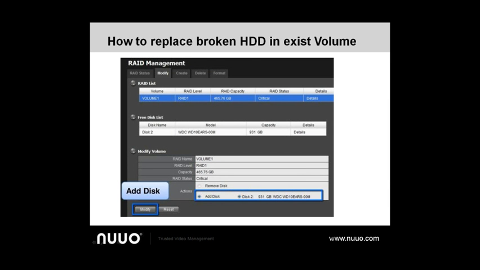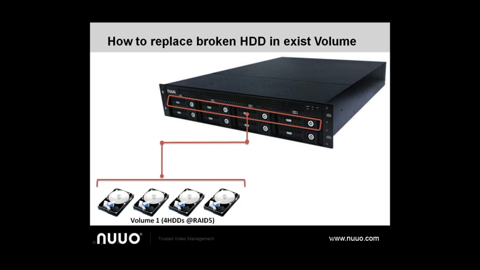Okay, now we need to insert a new disk to replace the faulty disk in this volume. So please go to the modify page again, and then select add disk. Select the new disk you want to add into this volume, then click the Modify button. After using the modify function to add a new disk to the existing volume, the volume status will become functional and will keep doing the recording.